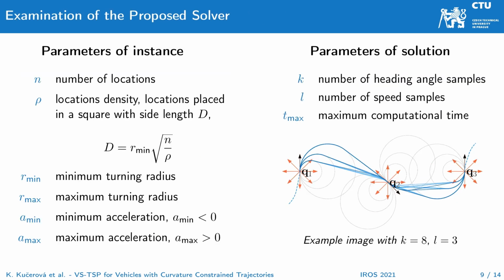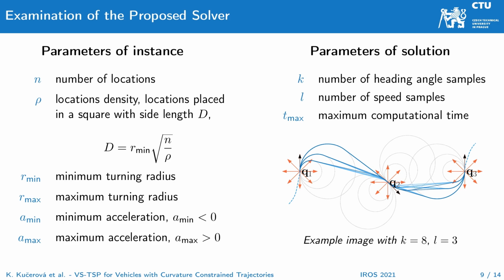Next, let's examine the proposed approach in different scenarios testing various properties. The VS-TSP considers multiple parameters in the travel time optimization. The results are obtained on instances with various properties. These are the number of locations n, but also the locations density rho, which is specified as the number of locations in a square area relative to the minimum turning radius. The minimum turning radius of the vehicle must be specified, as well as the speed and acceleration limits. In the following results, constraints of the Cessna aircraft are used.